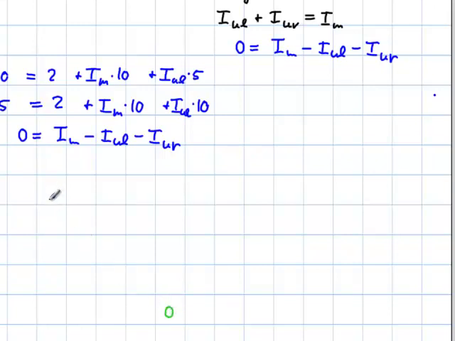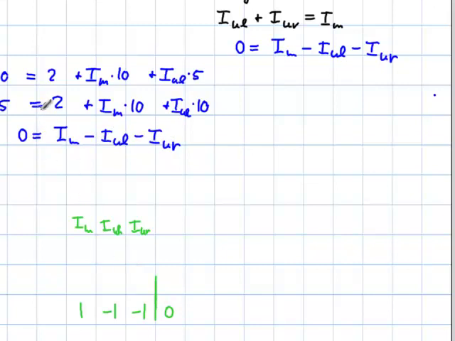Here I'm going to write down, let's see, my matrix. I am on this is going to be the first entry. So it's going to be a 1, I upper L, -1, I upper R, -1. So what I have here is, here's my variable IM, here's my variable IUL, and here's my variable IUR. So 1, -1, -1, as we can see here, 1, -1, -1, and that equals 0.